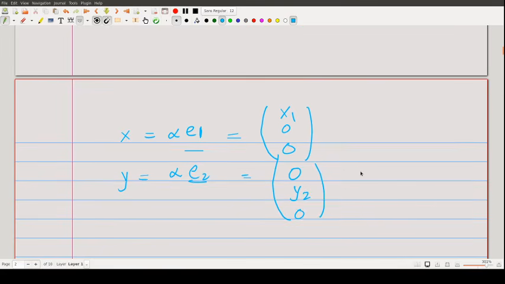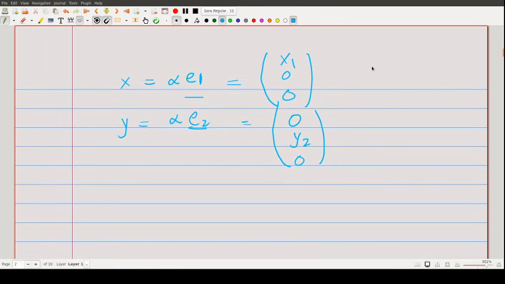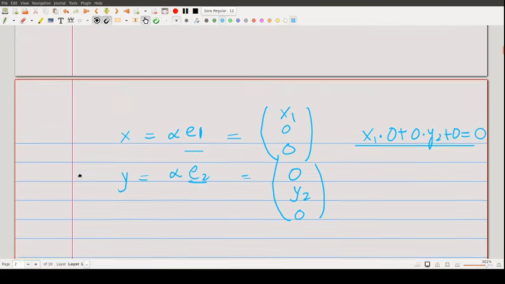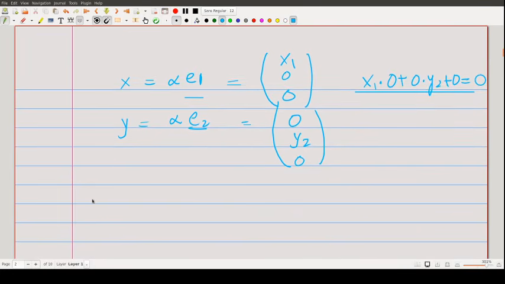And if I take the dot product of these two vectors, of course, it's going to be x1 times 0 plus 0 times y2 plus 0, and the result is 0. So these two subspaces X and Y are orthogonal to each other. This symbol stands for orthogonality. So this means orthogonal. Okay.